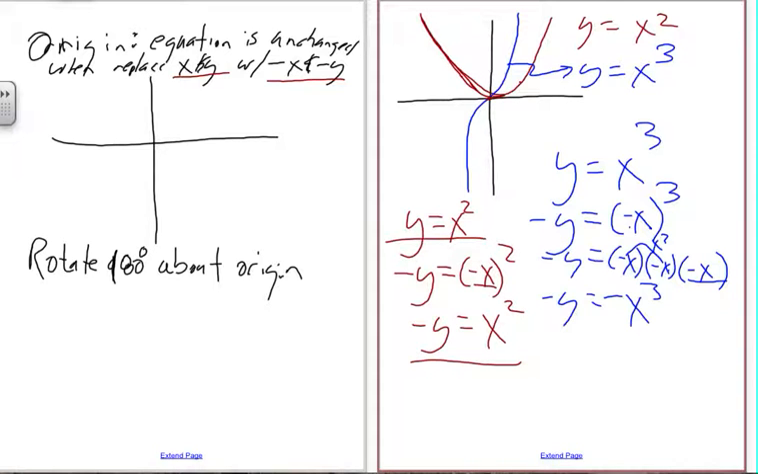Okay, well, you would think, well, they're not the same, but I can make them look the same by multiplying both sides by negative 1, which is going to give me y equals x cubed. And you notice I ended up with the same equation. So the cubic does have symmetry to the origin.